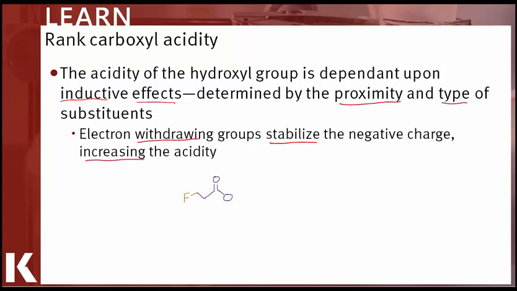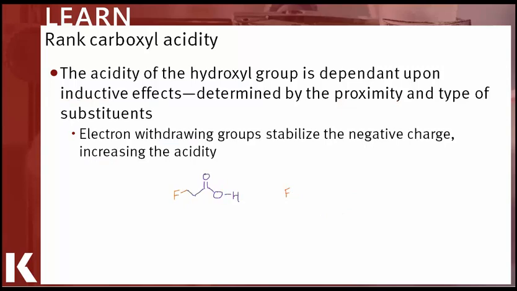So if you put a fluorine onto a carboxylic acid, that's going to have an electron withdrawing effect because it's so electronegative. When we deprotonate the hydroxyl group, we're going to be pulling electron density away from that carboxylate. And as you saw earlier, the more electrons can spread out, the more stable the molecule. And the more stable our conjugate base, the more acidic the acid. You can also add more electron withdrawing groups.